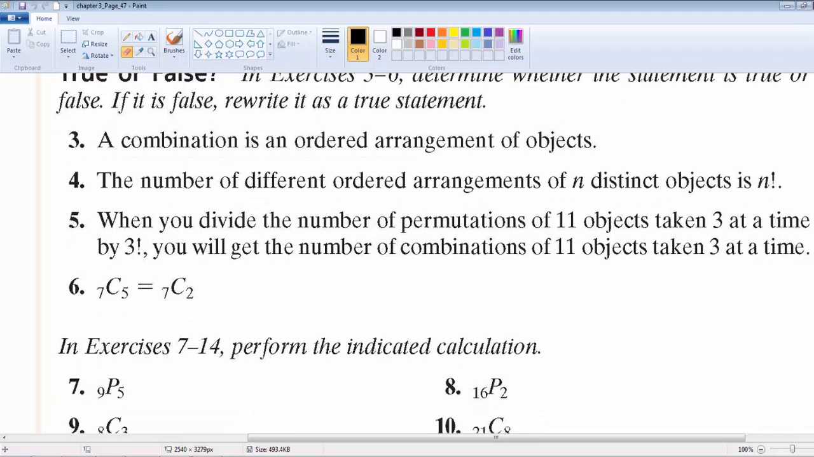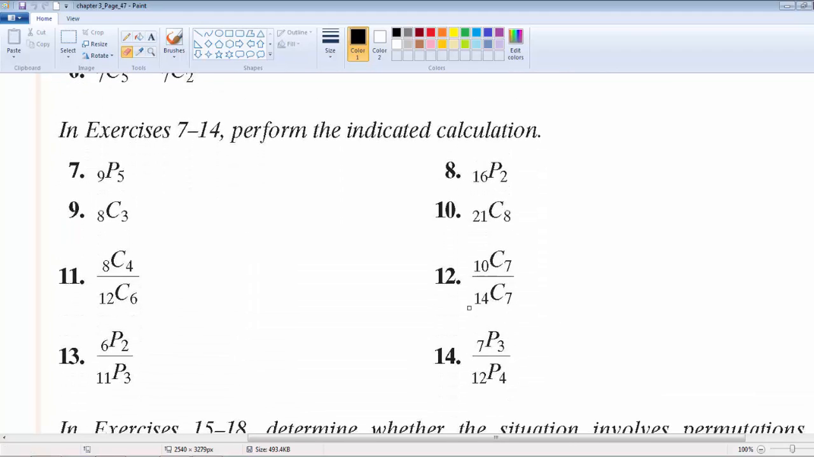Let's take a look at some of the calculations that we're going to perform. Permutations follow the formula of n factorial divided by n minus r factorial. In this case, n factorial is 9 factorial. And of course, n minus r, which would be 9 minus 5, would be 4 factorial. So I'd have 9 factorial over 4 factorial.